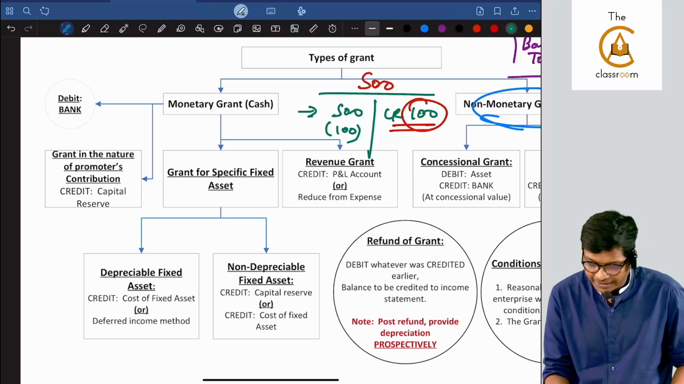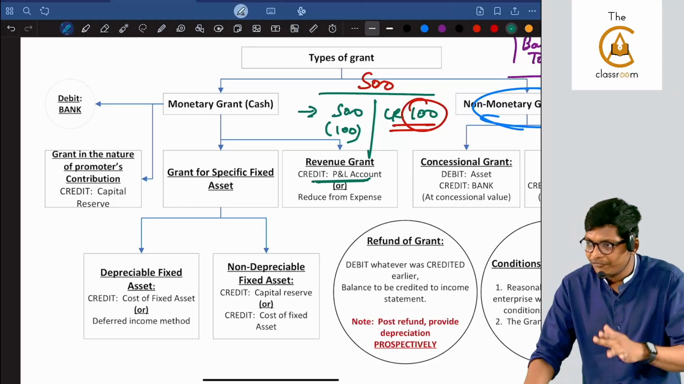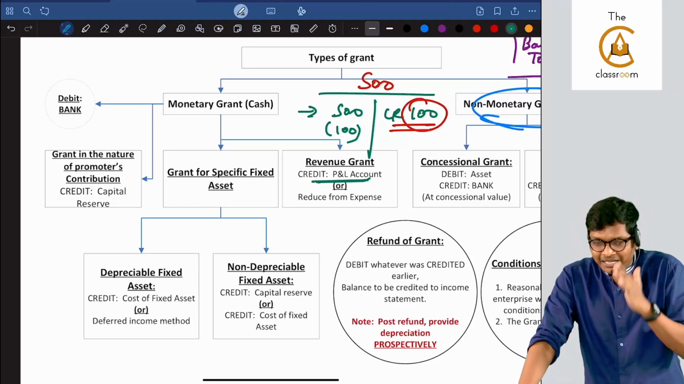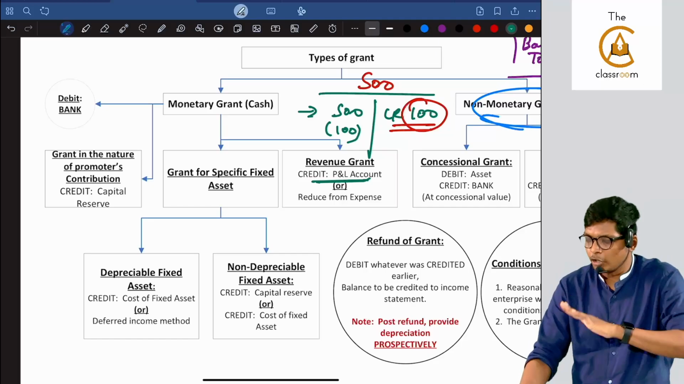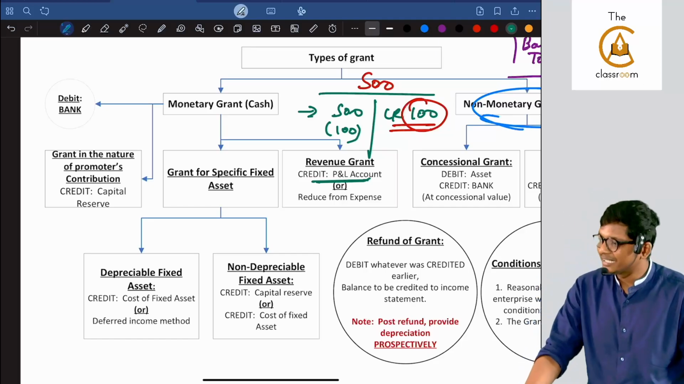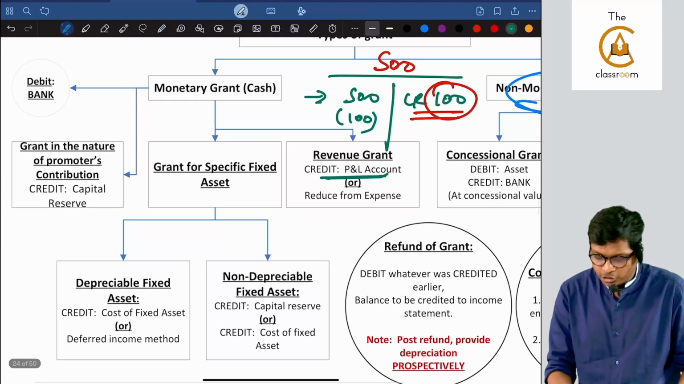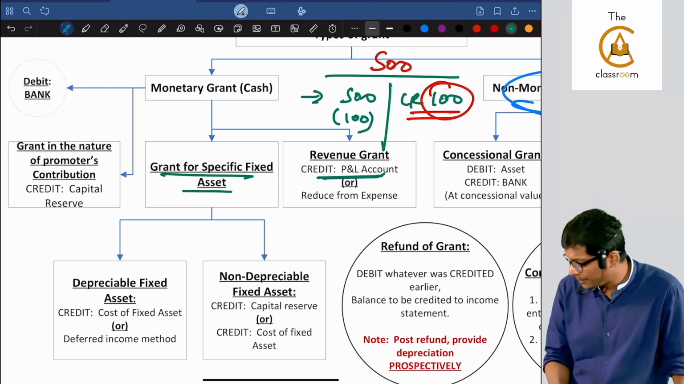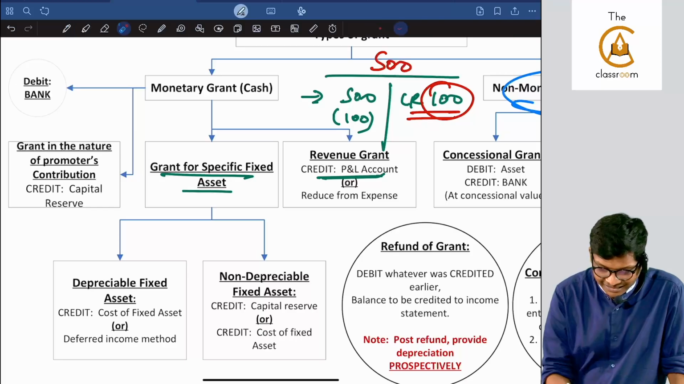It is possible in revenue grant, if instead of getting 100 each for all the 5 years, government gave me the full 500 in the same year. Are you getting it, guys? Next, the last one: grant in relation to a specific fixed asset.